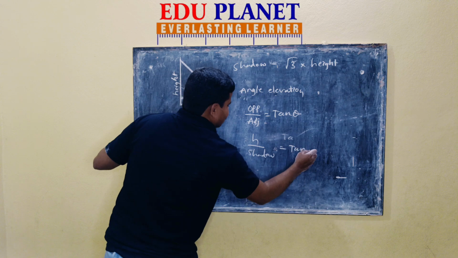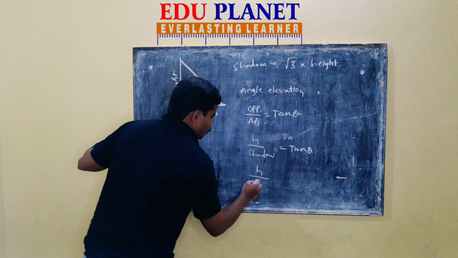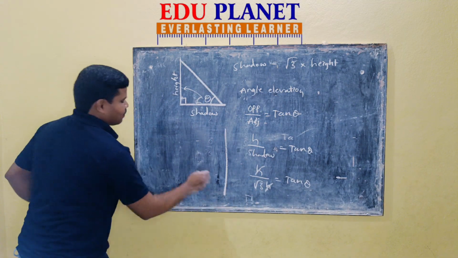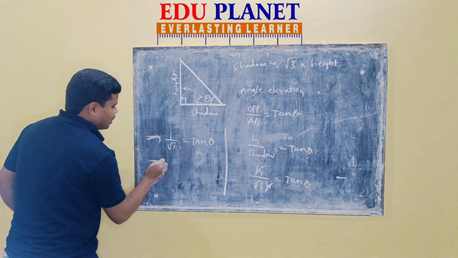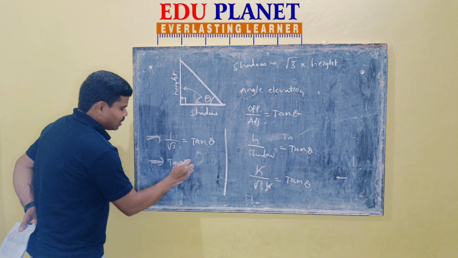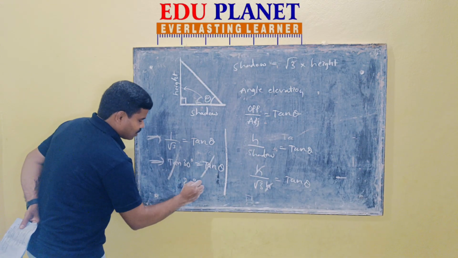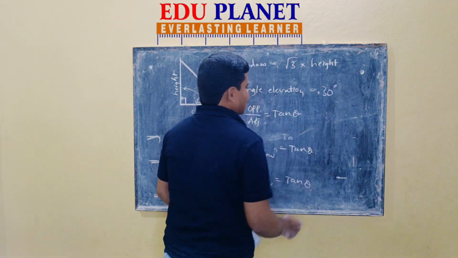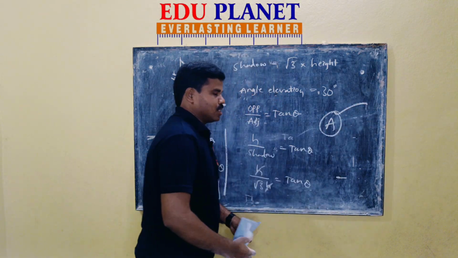Shadow equals tan theta. Height value h only. Shadow value is what? Root 3 into h. Root 3 into h equals tan theta. H can be cancelled. What is the remaining left side? 1 by root 3 equals tan theta. Already we know that 1 by root 3 in terms of tan theta, the value is tan 30 degrees equals tan theta. Both sides tan can be cancelled. Then 30 degrees equals theta. It means angle of elevation equals how much? 30 degrees. It is nothing but our option A is the correct choice.